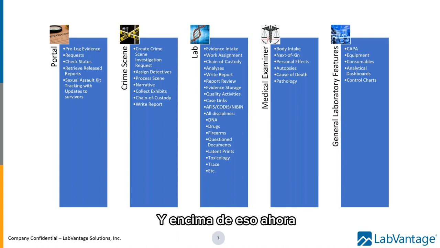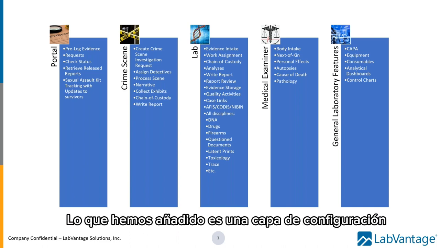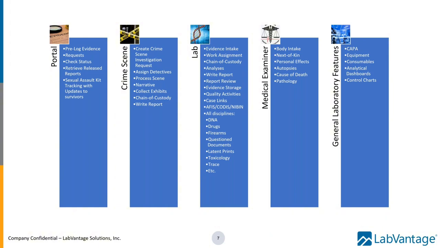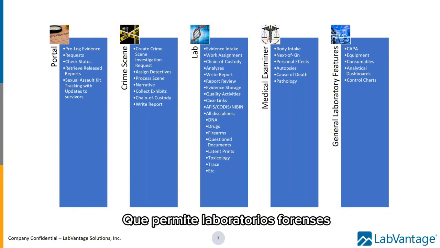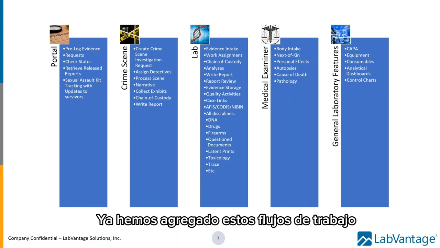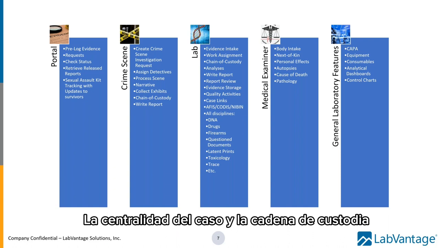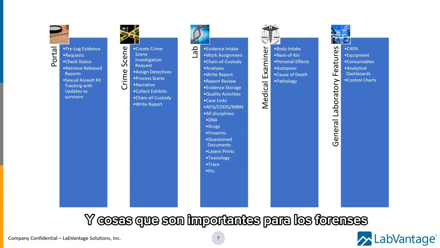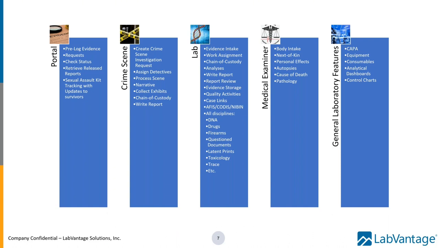And on top of that now, what we've added is a layer of configuration that permits forensic laboratories to take advantage of this without needing to customize the system. We've already added these workflows, the case centricity, and chain of custody, and things that are important to forensics.